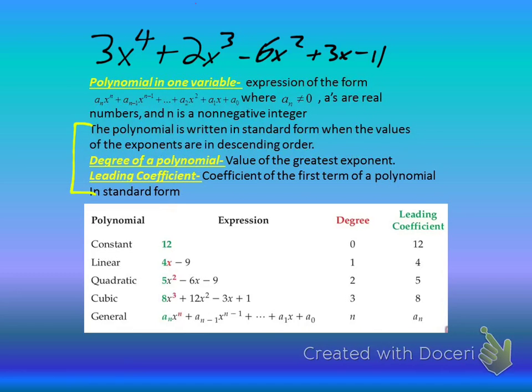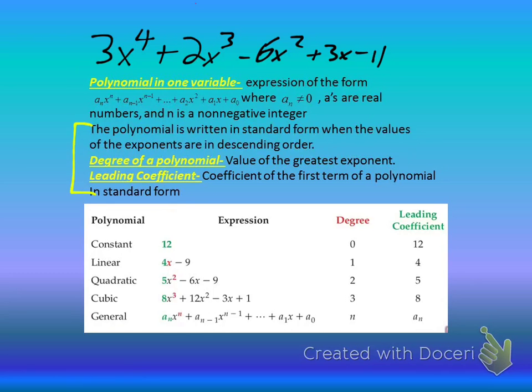The polynomial is written in standard form when the values of the exponents are in descending order. If you remember from 5.2, when you're doing your synthetic division, every single one of them was in standard form because it went from the fourth to the third to the second to the first to the none. Or from the third to the second to the first, or from the fifth to the fourth to the third to the second, and so on. That's considered to be standard form, and 99% of the time, you want your polynomial functions to be written in standard form. So if it's not written in standard form, chances are you probably need to make it so, going descending from the biggest exponent down.